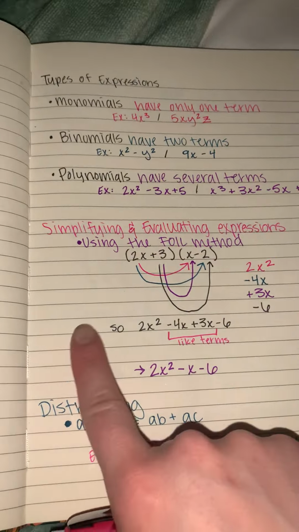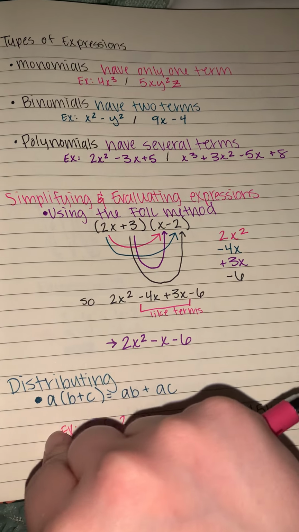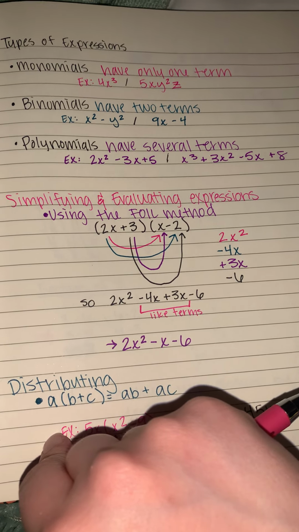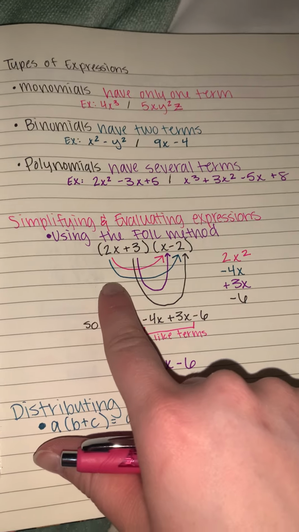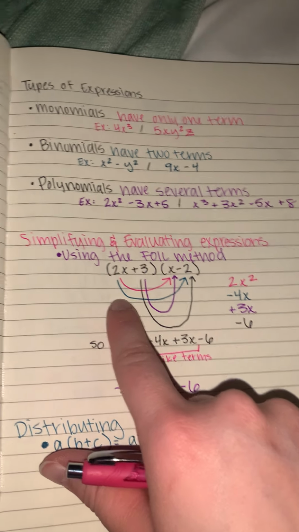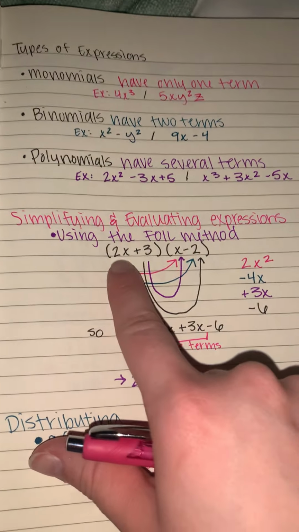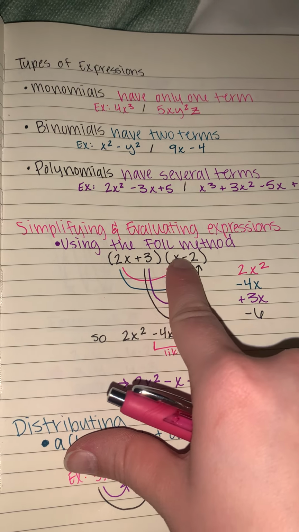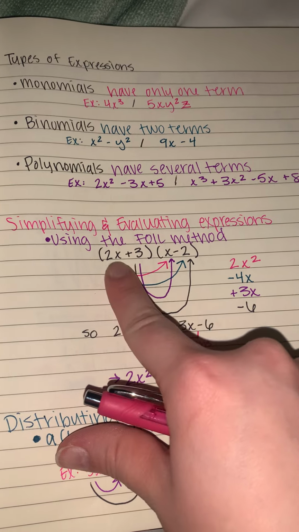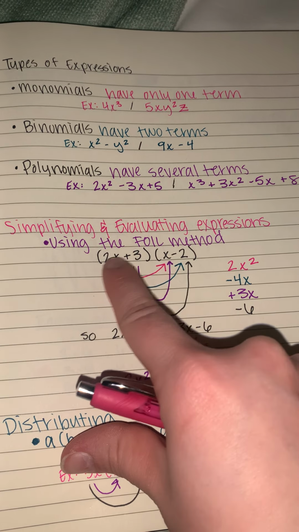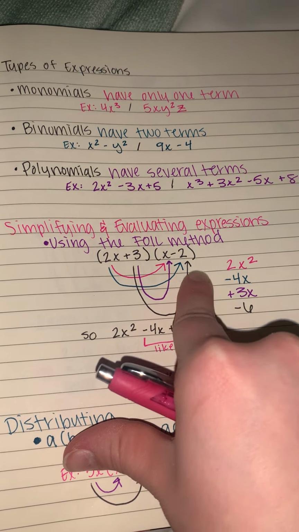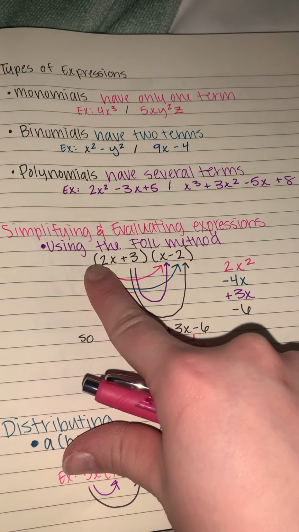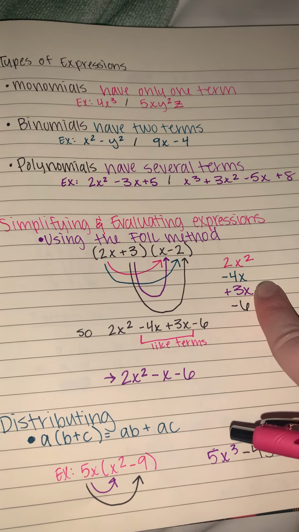Okay. And then simplifying and evaluating expressions using the FOIL method. I hope this makes sense. I tried to color code it. So the way you do the FOIL method, you take the one from the outside, bring it to this one. You multiply that together, you get 2x squared. And then you take that times the second one, negative 2 times 2x, you get negative 4x.